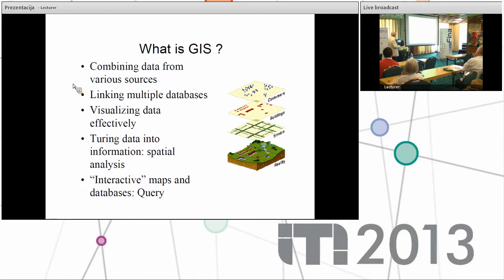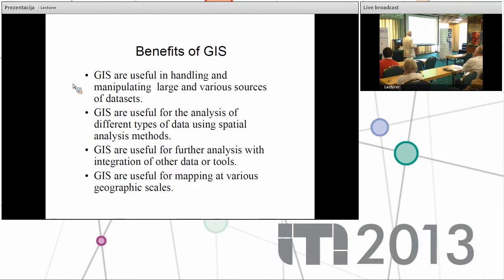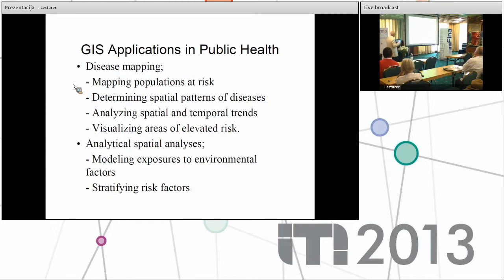We can link the multiple databases. We can visualize it, right? We can turn it into spatial information that can then be used analytically, so not just visually, but analytically, and we can do interactive maps and many other things with a GIS system. So it's handling large and various data sources. It can be used for analysis of different types of data using spatial analytic methods, and we can integrate it with other information. And the applications in public health are immense, right? So in public health, mapping is just one area.